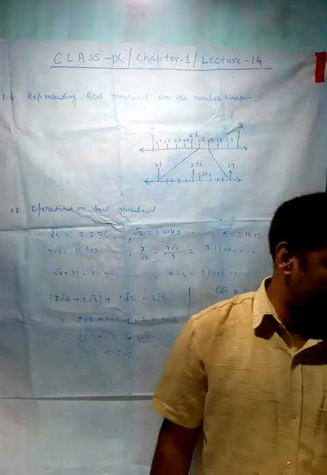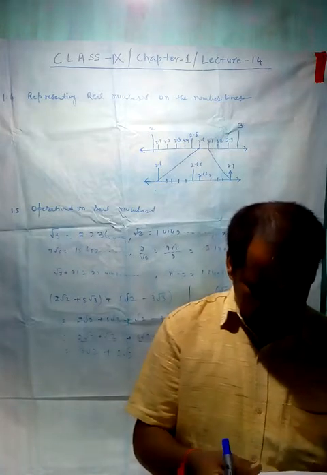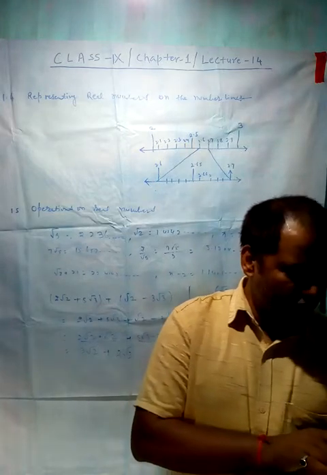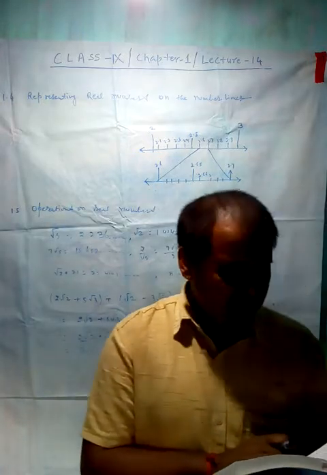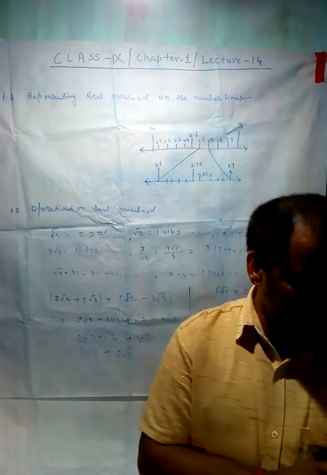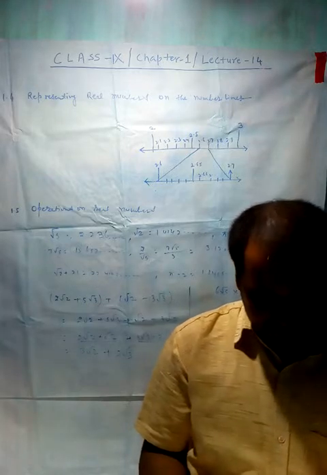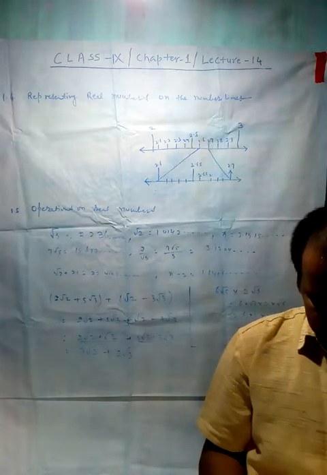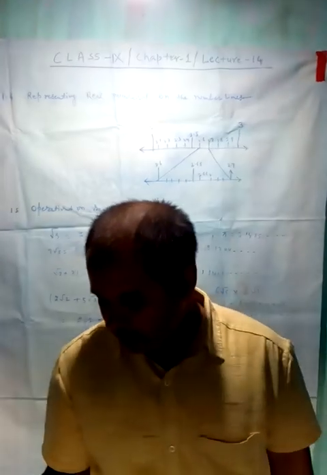In section 1.2 we showed how to represent root n for any positive integer n on the number line. We now show how to find root x for any given positive real number x geometrically. For example, let us find it for x is equal to 3.5. That is, we have to find root 3.5 geometrically.